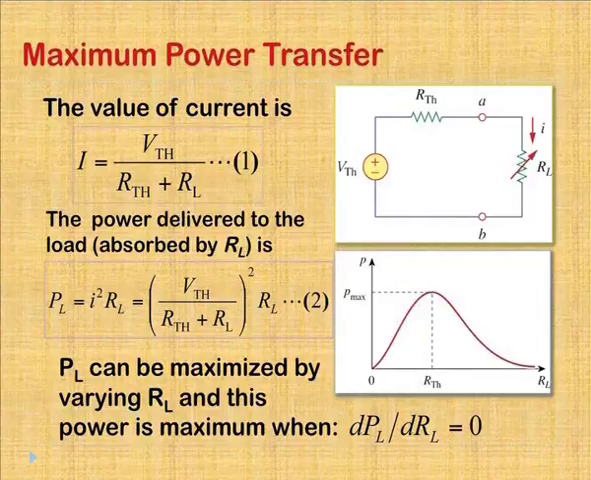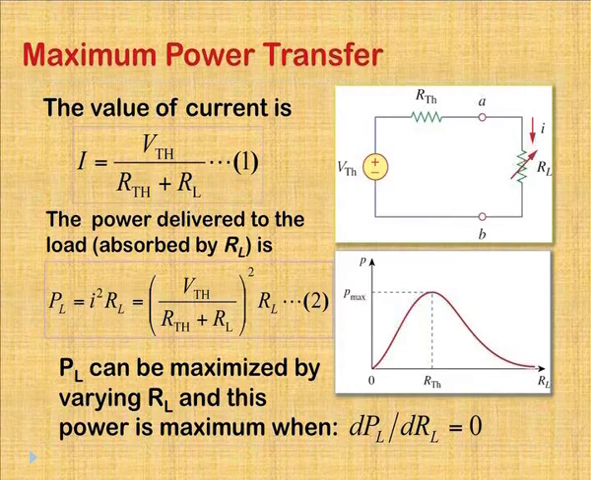Now, if we plot a graph between the varying value of RL and the load power, we get a graph as shown in the figure. So, we can say we get the maximum power when RL is equal to RTh, and we can see we get the peak for this value. As RL is less than RTh, the power decreases. Similarly, as RL is greater than RTh, the power again decreases from its maximum value.